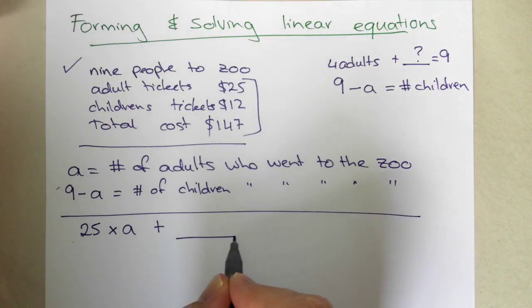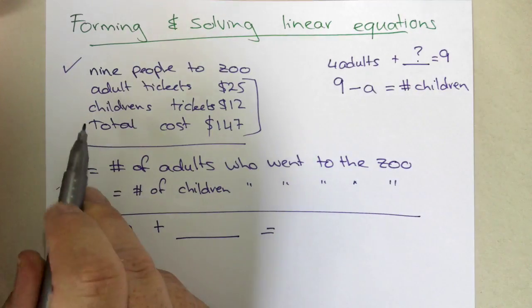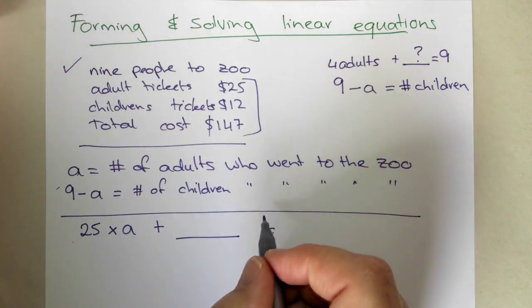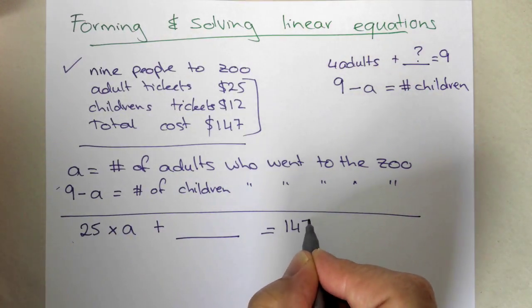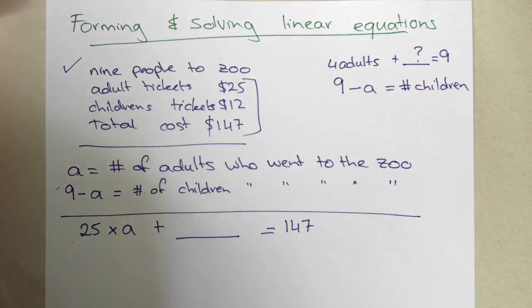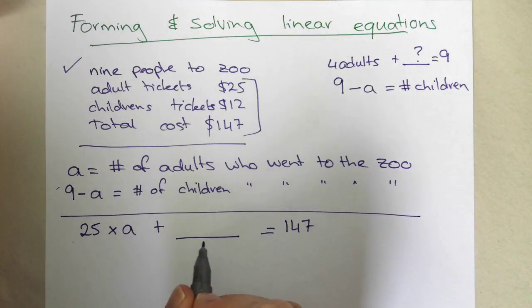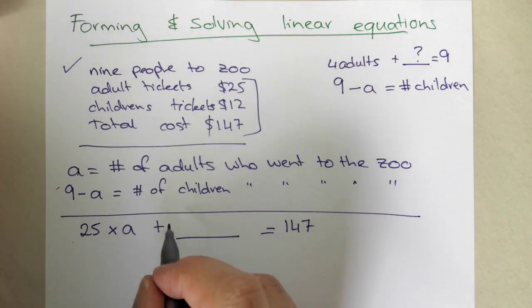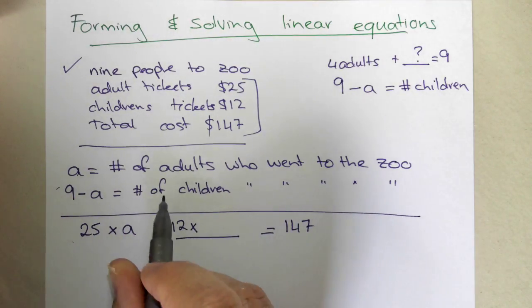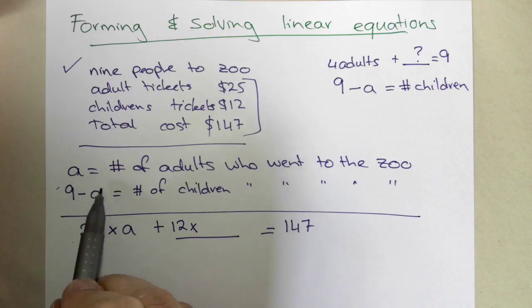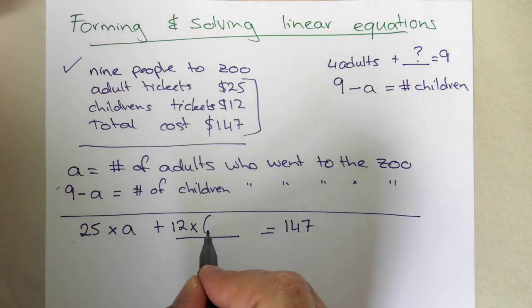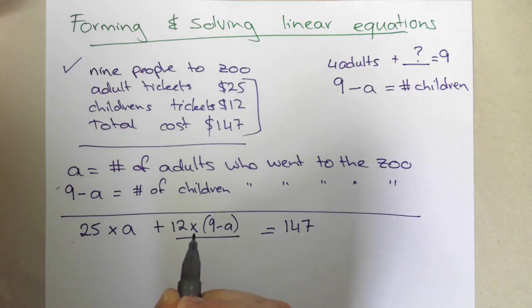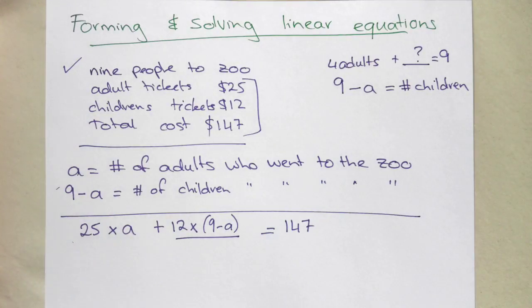Then we've got to think about the cost of the children's tickets. And remember, it said the total cost is equal to $147. So now I've got to think, okay, well, how much did each children's ticket cost? And each children's ticket cost $12. So it's going to be $12 times the number of children. And we've got this expression for the number of children: 9 take away the number of adults is how many children we have. Now we've got an equation, so now we can go through and solve this.